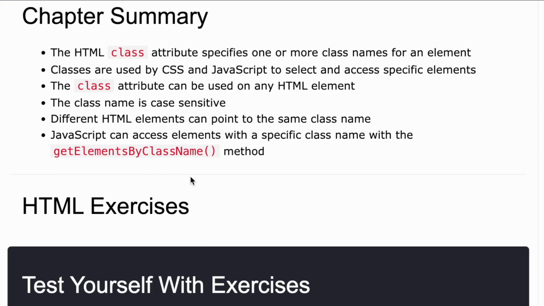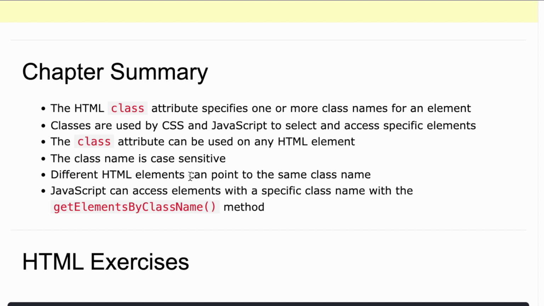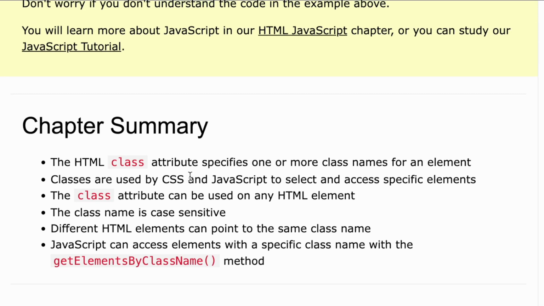The HTML class attribute specifies one or more classes for elements. Classes are used by CSS and JavaScript also. The class attribute can be used on any HTML element, and this is how you can use HTML classes.